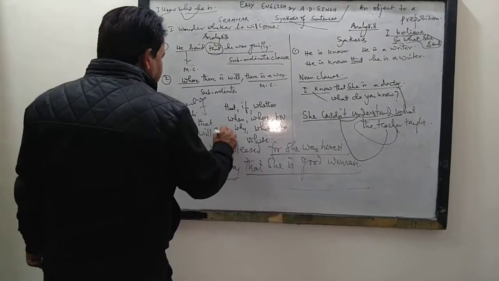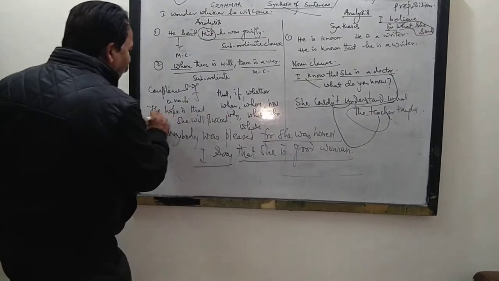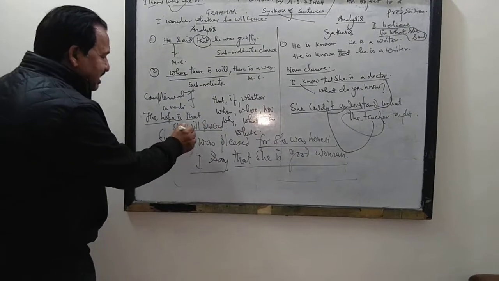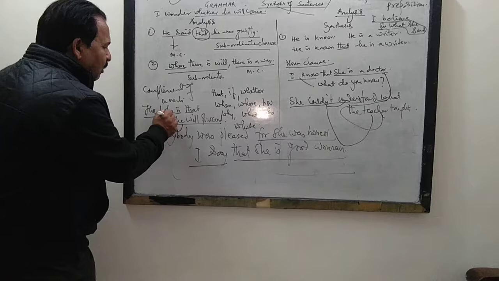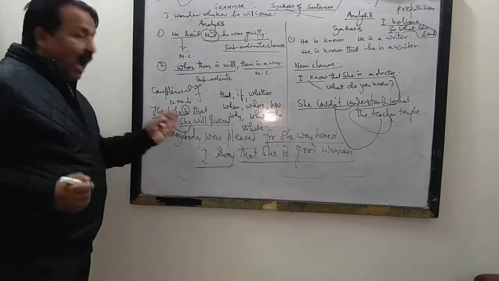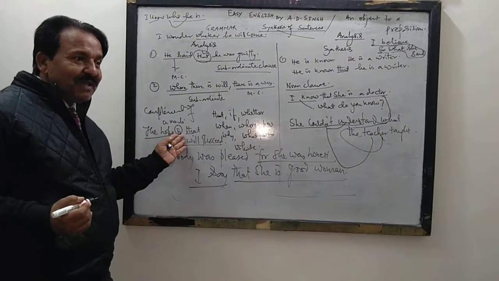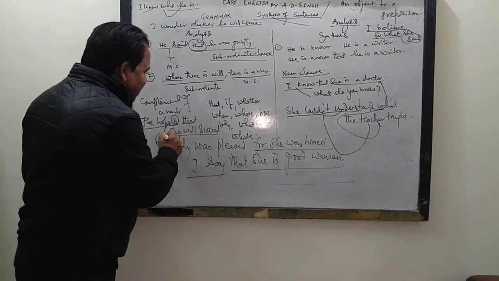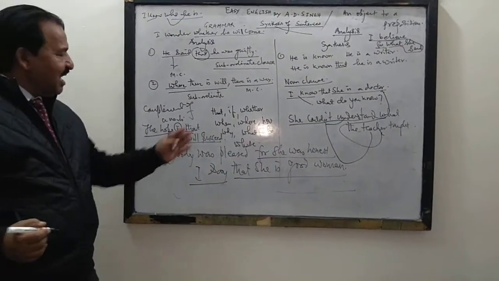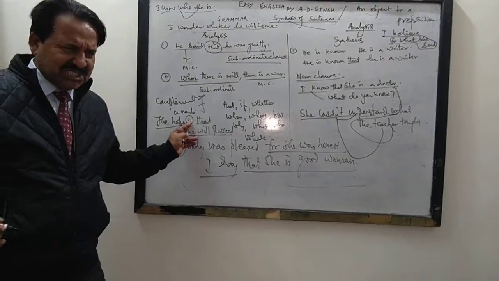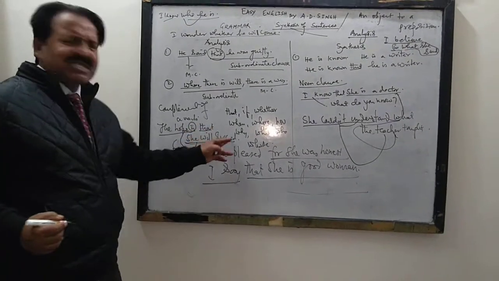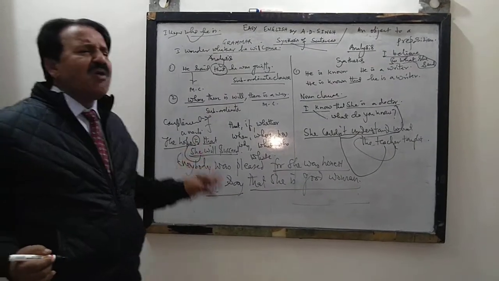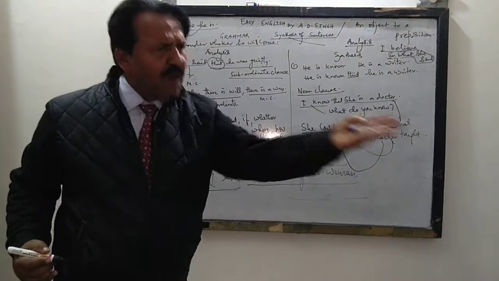Now tell me, what is the main clause here? "The hope is" is the main clause, and "that she will succeed" is the noun clause. Now this is a complement to the verb "is". Ask the question: what is the hope? That she will succeed. So the whole part of the sentence, "that she will succeed," is the complement of the verb "is". So a noun clause can be a complement to a verb also.